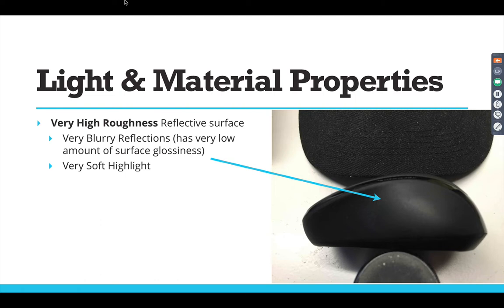So this would be a very high roughness level of surface. Very blurry reflections, really very low glossy surface. Really soft, really blurry highlights.